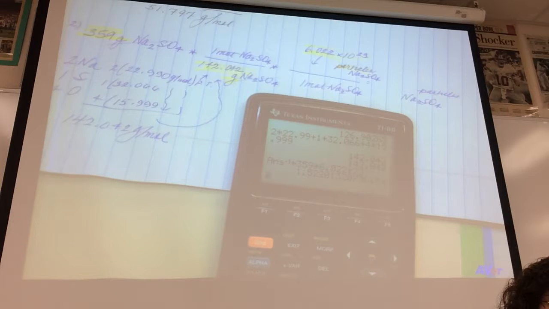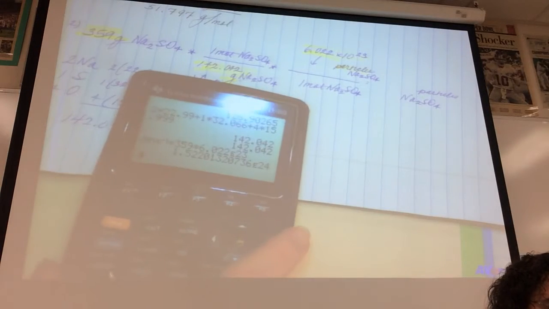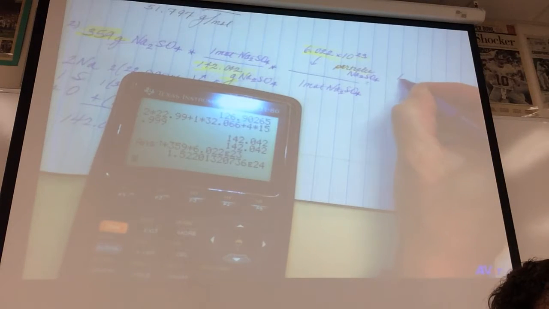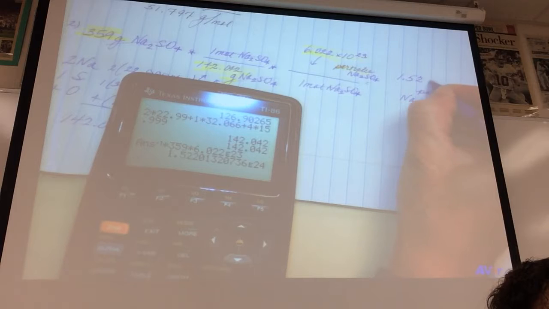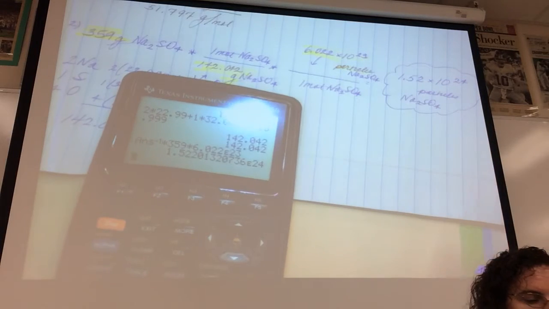What I get there is 1.52 times 10 to the 24th. Whenever you're solving for particles, atoms, or molecules, look all the way to the right, because you're going to have times 10 to the something. And if you don't look all the way to the right, you're going to make a little calculation error. And you guys don't like to make mistakes. 1.52 times 10 to the 24th particles in 3 sig figs.